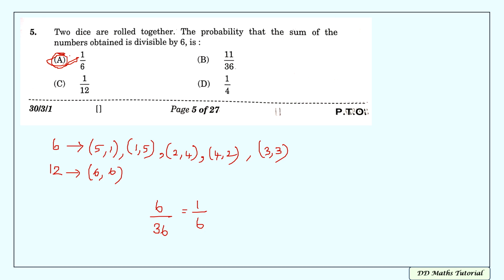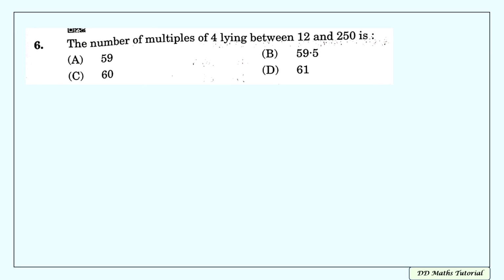We move on to next one. The number of multiples of 4 lying between 12 and 250. So the first number, since it is between 12 and 250, we should not be including 12. So the first number will be 16, 20, etc. And the last number which is divisible by 4 below 250 is going to be 248.